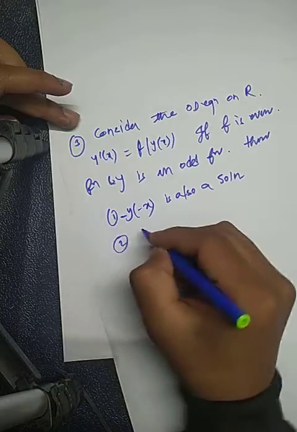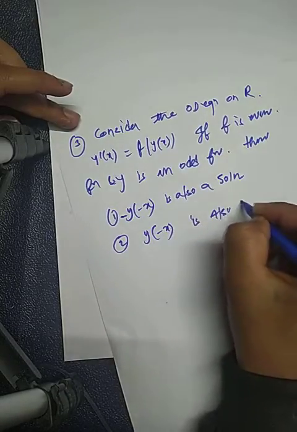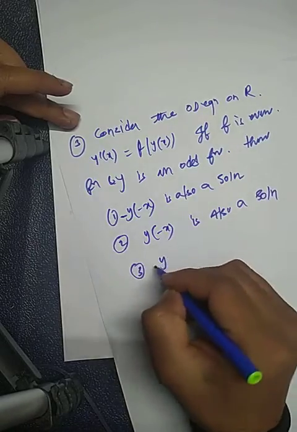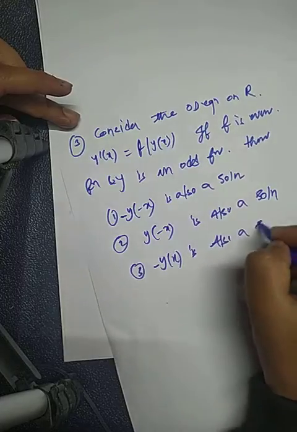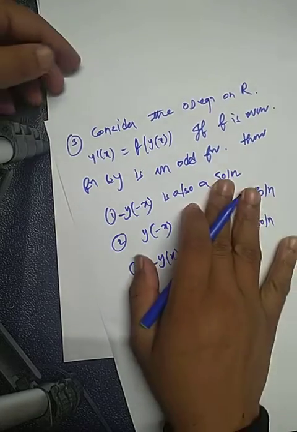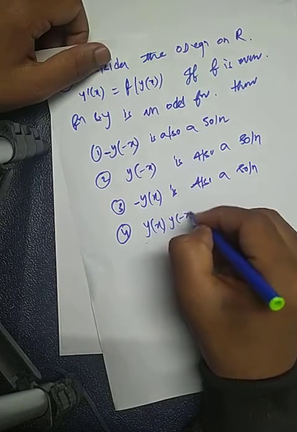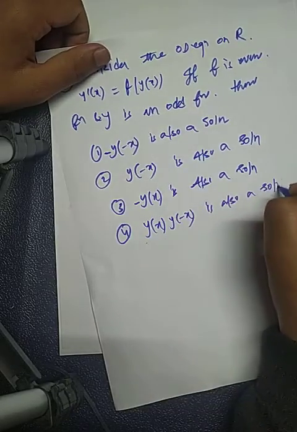2 says that y of minus x is also a solution. 3 says that minus y of x is also a solution. 4 says that y of x into y of minus x is also a solution. So which of the following is true?